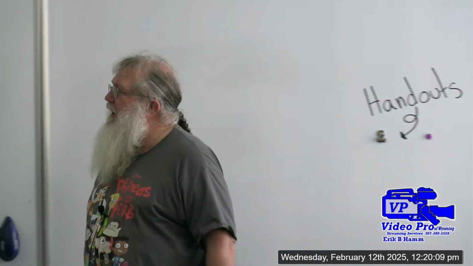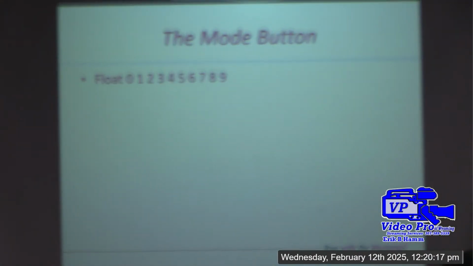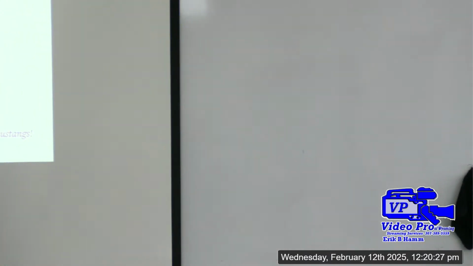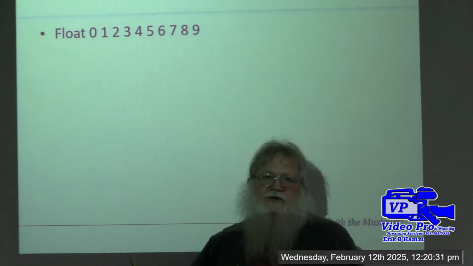Then the next line down in the mode button is float, and then you have all these numbers from 0 to 9. Well, float means it just floats the decimal point. Wherever the decimal point ends at, it'll have that many place values. If you put it at 3, it's going to fix to 3 decimal place values. And I'll show you the difference between those two.